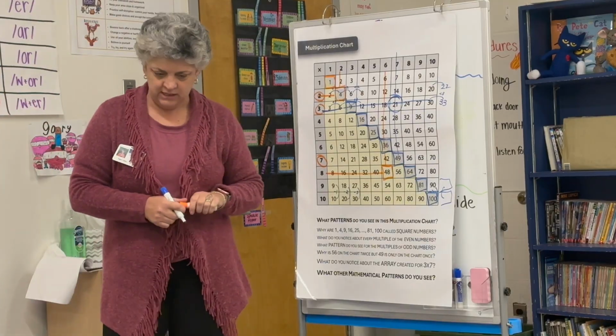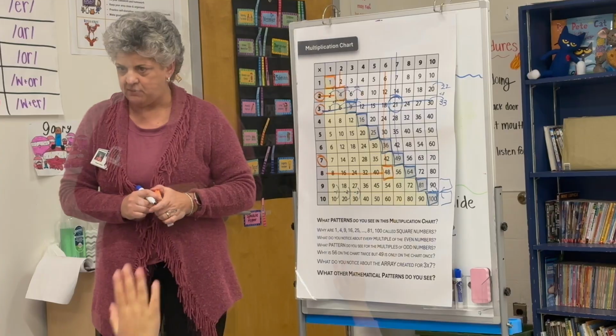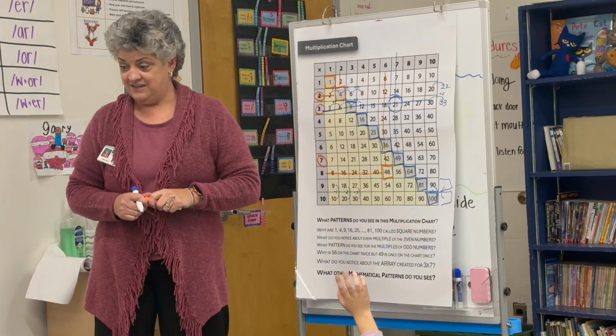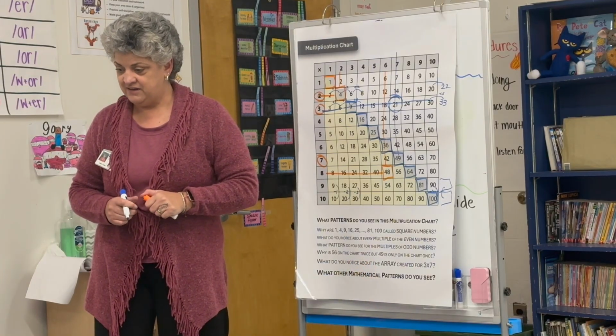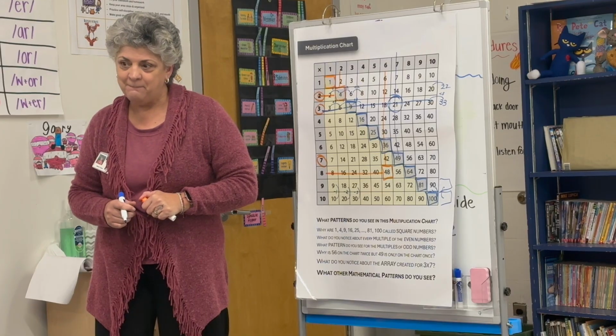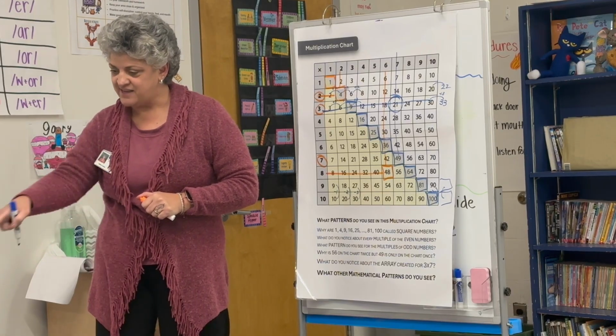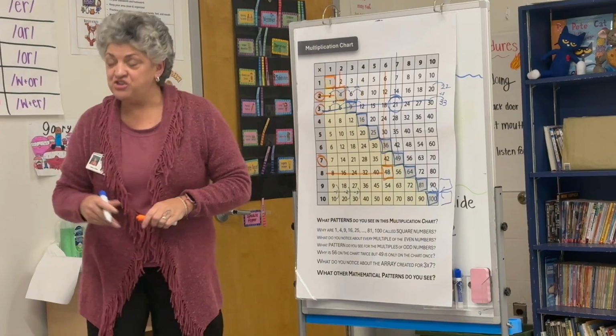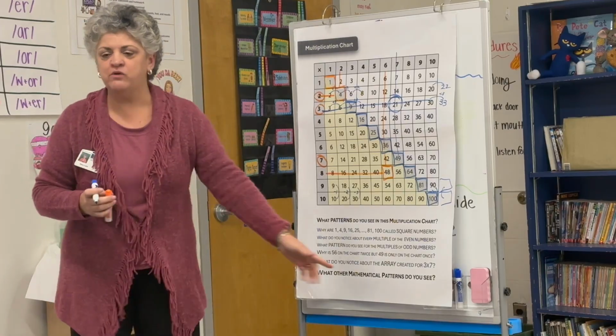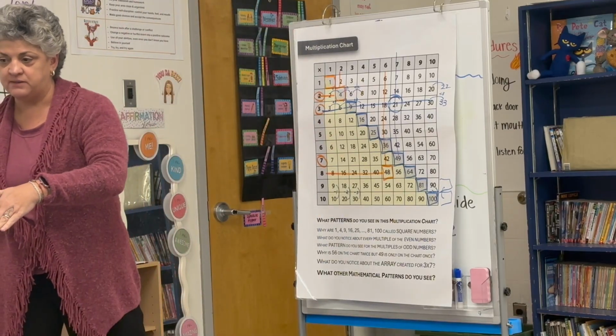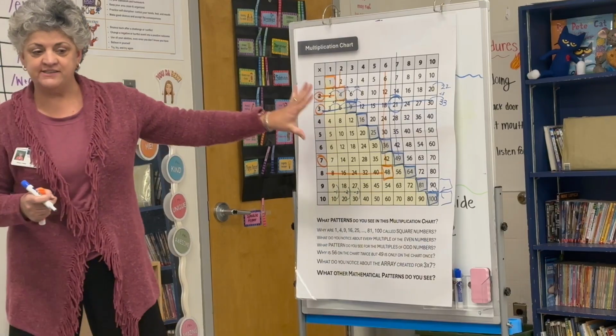Okay, back to me. Let's see what you came up with. You're multiplying by the same exact number, so that would be doubles. Say it again. Doubles. These are the double multiplication facts. When you were in 1st grade, you learned about doubles addition. This is doubles multiplication.